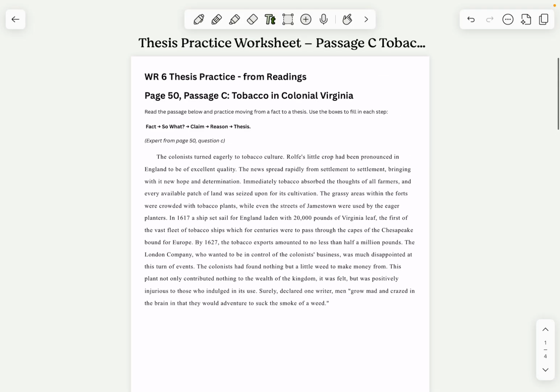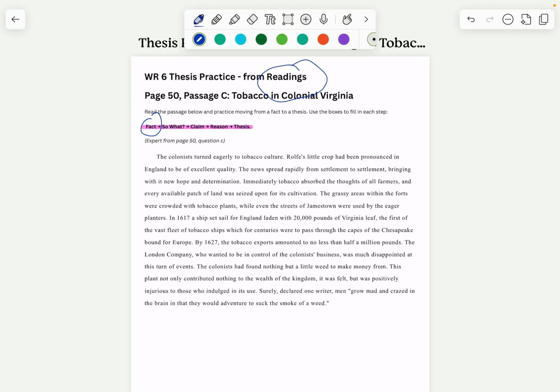So remember, your book does not give you this little formula here for a thesis. This works to build a thesis, okay? It might look a little bit different. On your thesis reference page, it might say that the fact here is an opinion. But when we are taking it from a reading, which we are today, we're working with a fact, okay? Then we're talking about the so what. So why does it matter? Then the claim, what we believe about what matters, or our judgment, our stance, and then why we believe this is our reason. And then we put them all together to make a thesis.